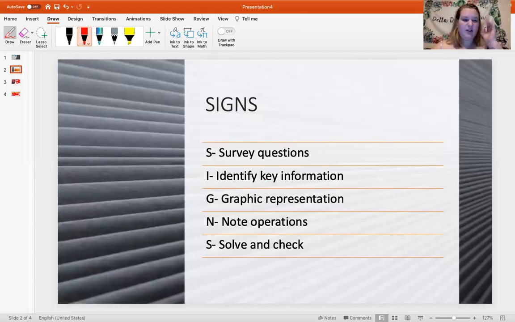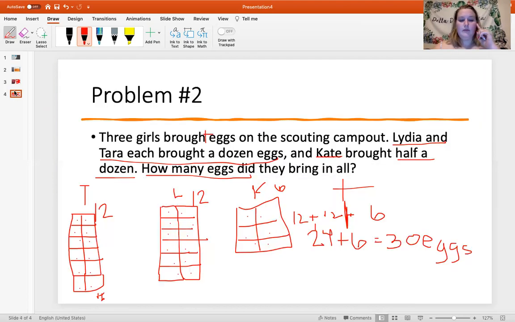And then we have to look back, so we solved it. Now let's do a little checking. 3 girls brought eggs on the scouting campout. Lydia and Tara each brought a dozen. So we have dozens, 2 12s. And Kate brought half a dozen and we have her 6. How many eggs did they bring in total? 12 plus 12 is 24. 24 plus 6 is 30 eggs. So they all brought 30 eggs to their campout.